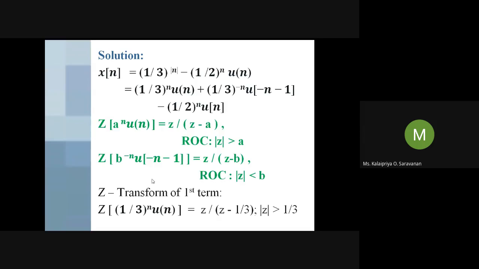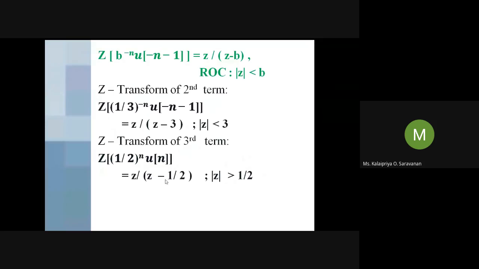Now, compare this with the first term, (1/3) power n u(n). This can be written as z by z minus 1/3, so the ROC is modulus of z greater than 1/3. Your third term, minus (1/2) power n u(n), is also a power n u(n). So what is your third term? z by z minus 1/2, modulus of z greater than 1/2.